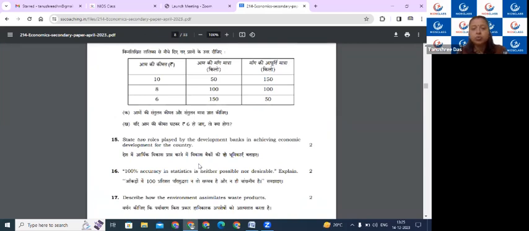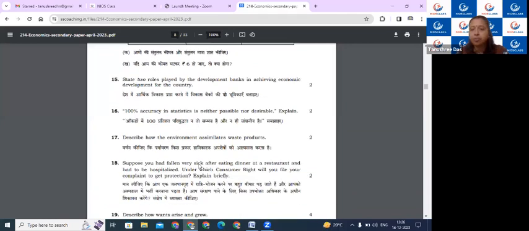Then state two roles played by the development banks in achieving economic development for the country. First of all, helping to set up small scale enterprises. Secondly, increasing the infrastructural potential of the country. These are the two roles of development banks.